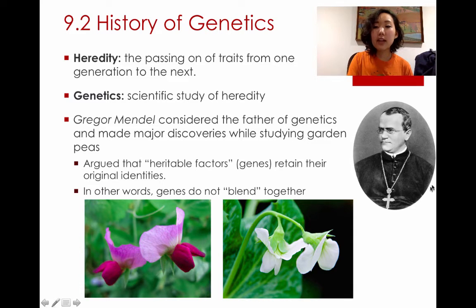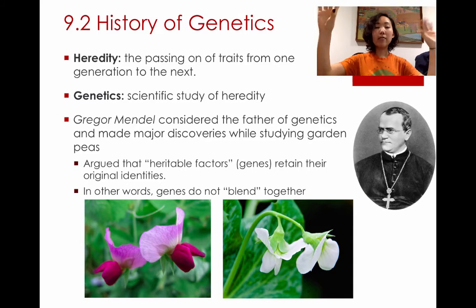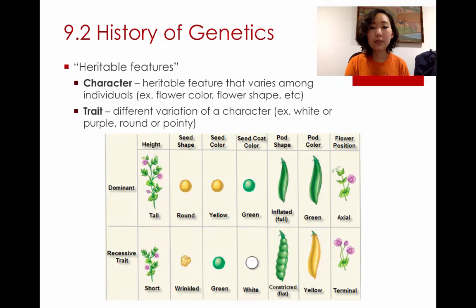So Mendel argued that there were certain heritable factors, which we call genes. He didn't know that they were genes at the time, but these heritable factors retain their original identities. In contrast to the old blending model, what he believed was that the genes of the parents, the father and the mother, would come together for the children, but they wouldn't change their identity. They would still stay the same genes. They would just get put together and combined. So that was the new idea that he introduced.